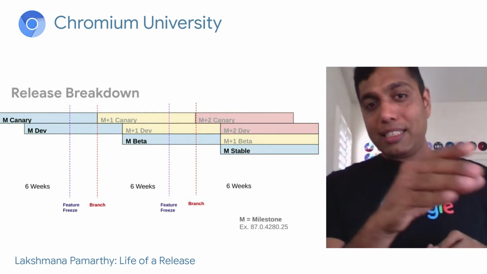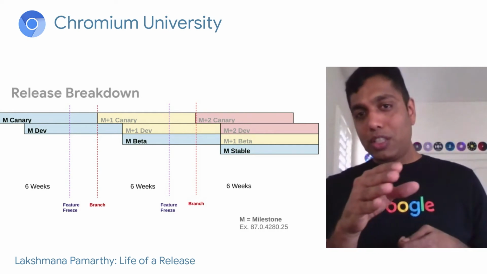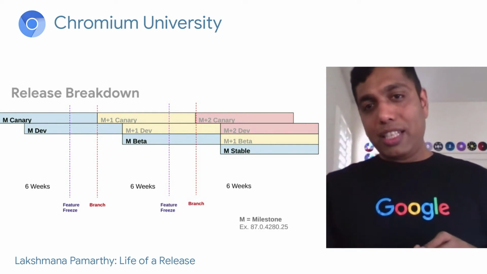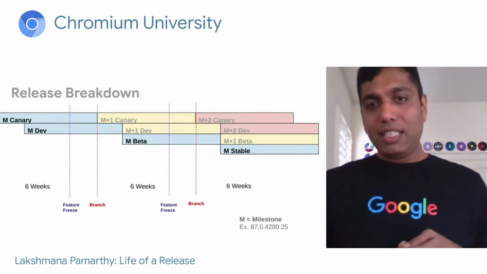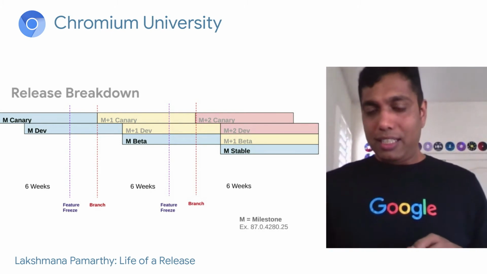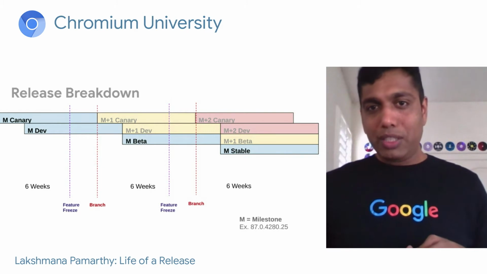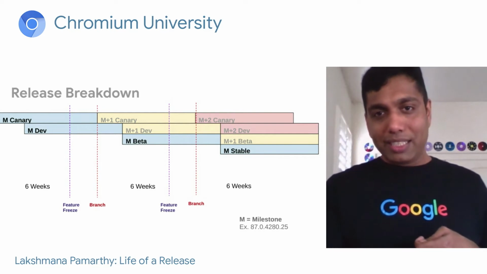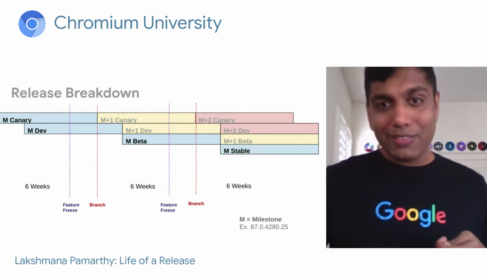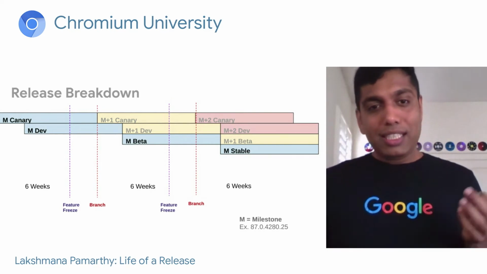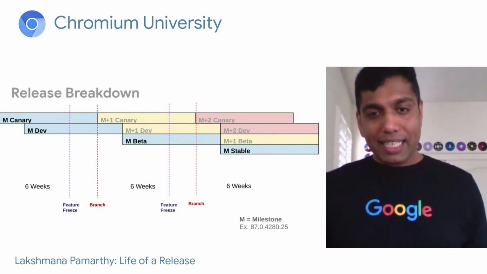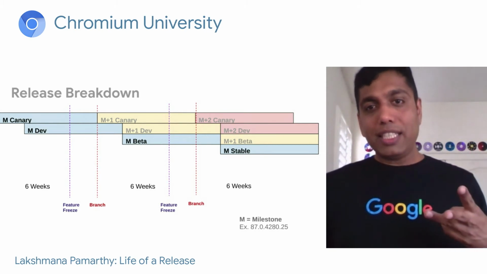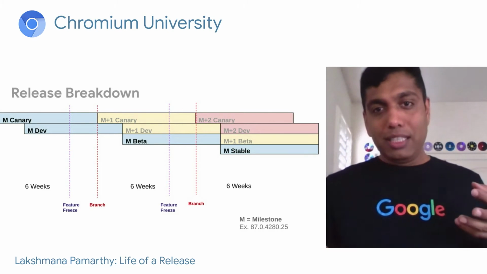But the M milestone we were talking about earlier actually hits stable. You can see at the extreme right, there's an M stable. There's a 6 weeks window where we promote the milestone release to the stable channel. And there is also the M+1 release, which is now hitting beta, and an M+2 release, which is hitting dev. So you can see at any given time, there are three milestones happening in different stages.